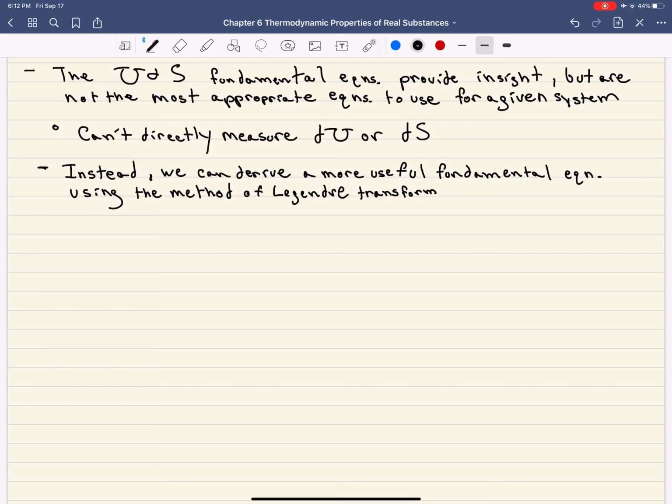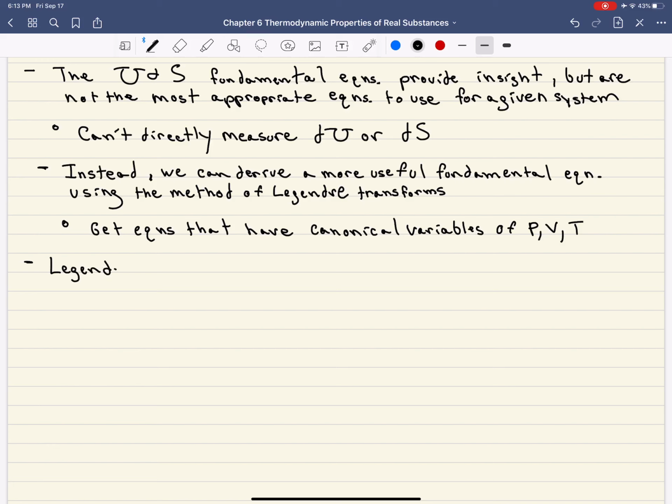Okay. And by doing this, we could get equations that have canonical variables of measurable things like pressure, volume, and temperature. Okay? All right, and so Legendre transform can be a somewhat intimidating sounding name, but it's actually a fairly straightforward concept. Okay?